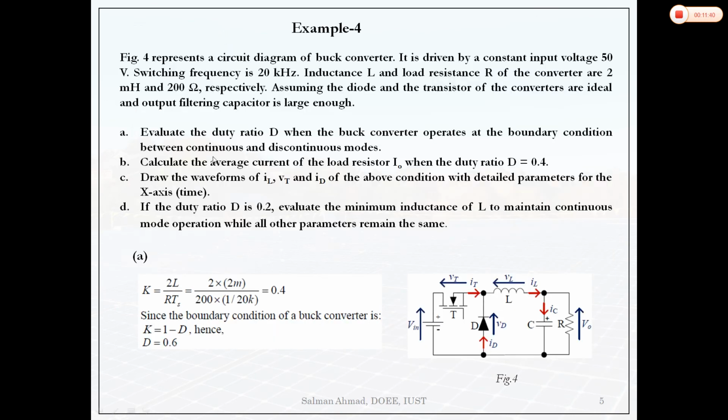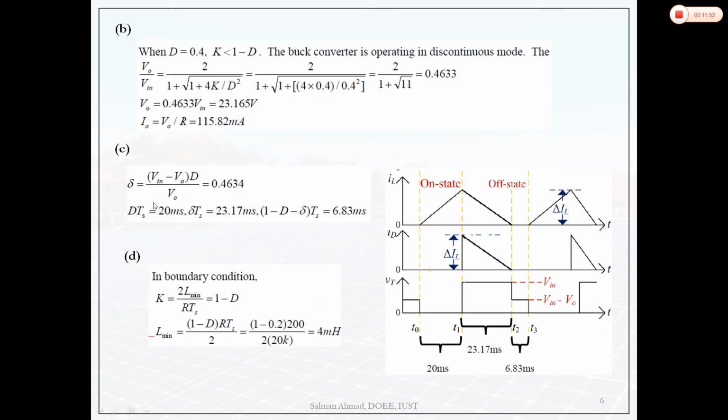Now in the third part, we have to draw the waveforms for IL, VT and ID for the above condition, with detailed parameters for the x-axis, that is, with time. You have already seen these waveforms in the case of the converter. During the on state it is rising, during the off state it is falling, then it becomes 0, and the next switching cycle starts. So we have to label these times.